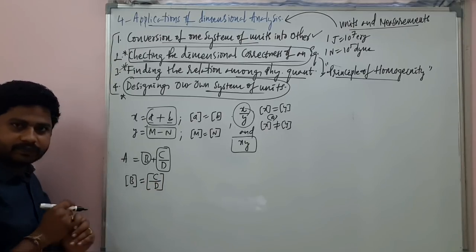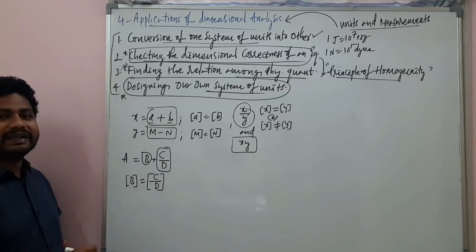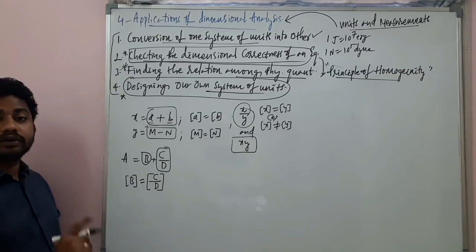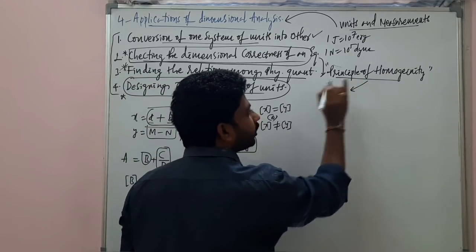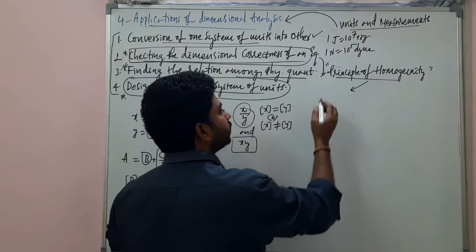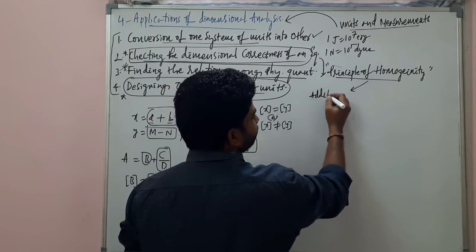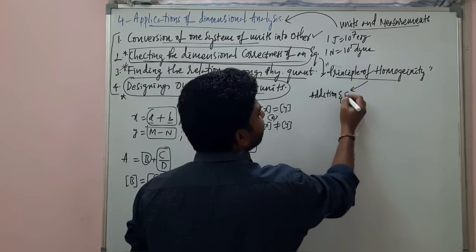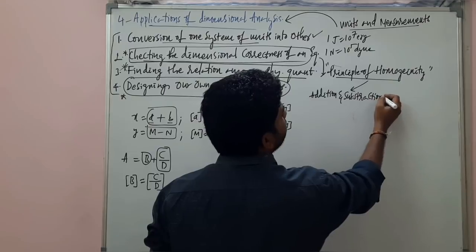Understand? This is the first part of the principle of homogeneity. And the second part is about equating. Look here. There are two parts involved in the principle of homogeneity. Number one, the first one, is about addition and subtraction. The rule, right? What is that rule? We know already.